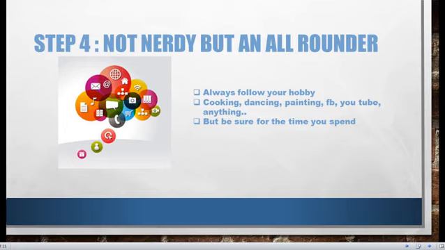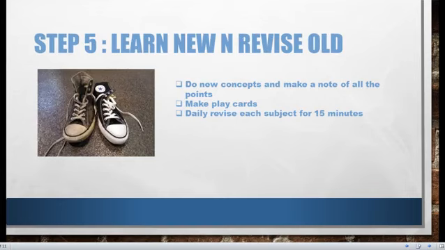So these so-called leisure time activities are affordable once you are very sure of what you are going to do. Now once we have done step number 4, let me come over to step number 5. This step number 5 is that you have to learn new things and you have to revise the old things also. Being a teacher, how I start my classes daily is I'll give them a question, okay, you do this question.